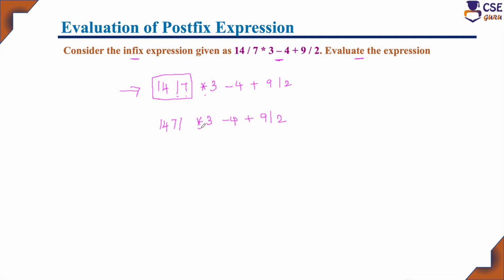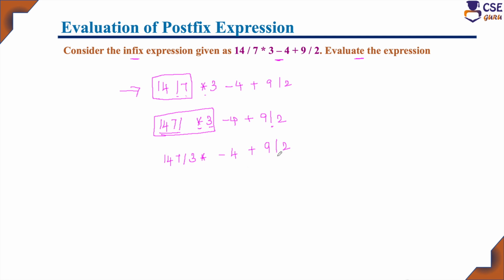Next preference is multiplication and division. From left to right, multiplication is present first. So we need to convert this multiplication operator first. So first operand is 14, 7 division. Second operand is 3. Operator is multiplication. The remaining expression as it is write down.